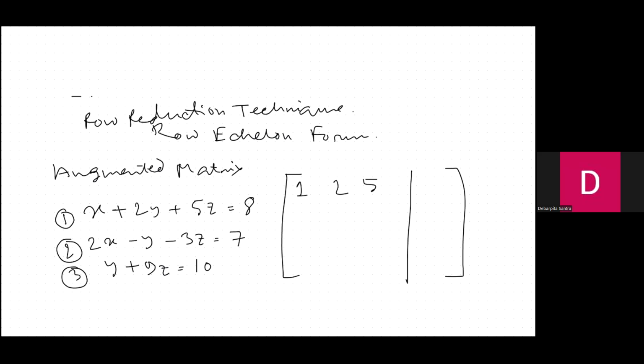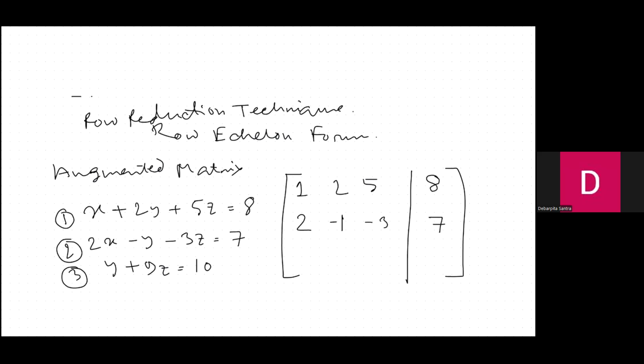On the right hand side, we write the value of the equation, that is 8 here. So the first row corresponds to the coefficients of the first equation. Similarly, the second row corresponds to the coefficients of the second equation. From equation number 2, we find that the coefficient of x is 2, the coefficient of y is -1, the coefficient of z is -3, and on the right hand side we write 7.